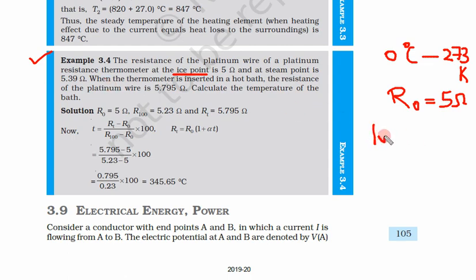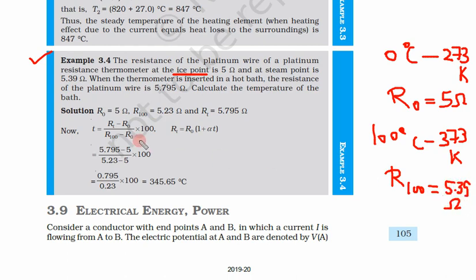So what is the steam point? 100 degree Celsius or 373 K. Okay. So at this temperature, 100 degree Celsius, what is the resistance? R100, let us write it, that is 5.39 ohm. So we have two resistances.